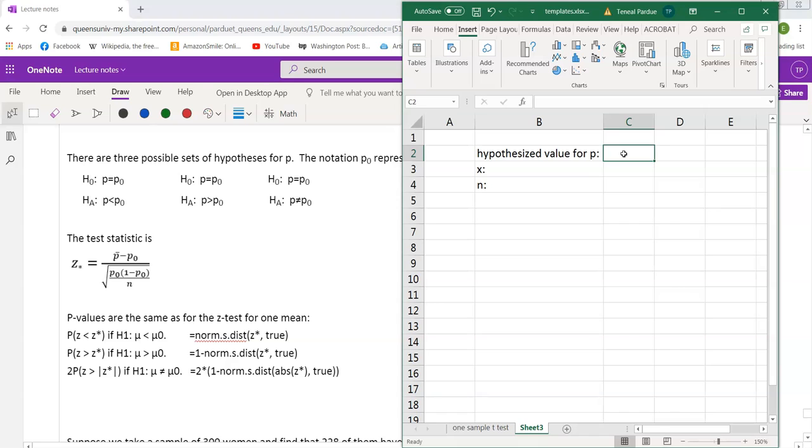So I'm just going to make something up here so we have something to type in. So let's suppose our hypothesized value is 0.5. And then X is 79 and N is 183. So we first need our test statistic, or actually we should probably do our p-bar. Okay, so our sample proportion.